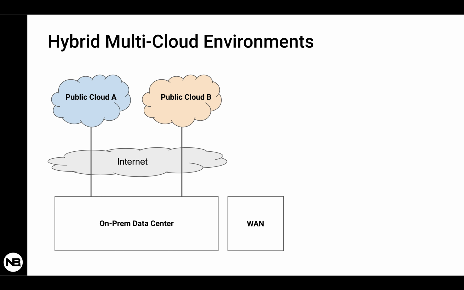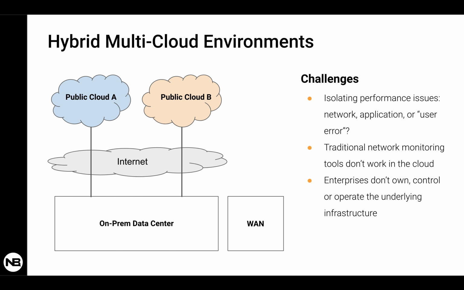So let's talk about hybrid multi-cloud environments in general. These environments rely on two or more public clouds, such as AWS, Azure, or Google Cloud, for example, to handle workloads for internal or customer-facing applications. Then they have one or more on-prem data centers and a wide area network where typically end users such as employees or customers reside. So let's think about the challenges of troubleshooting, say, application slowness in such environments.